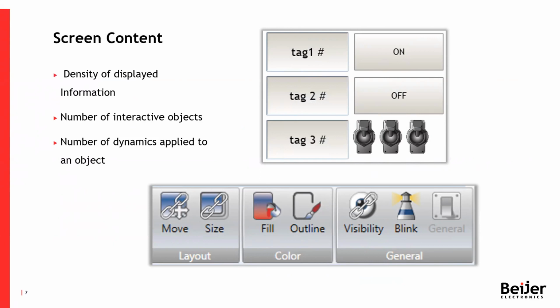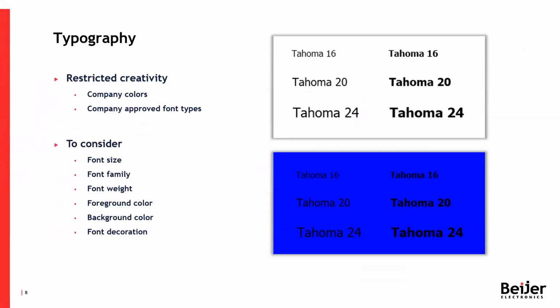Now, let's get into our typography. All right, so the typography. You can see here that we have a couple different visuals to show you the exact same text and how it can appear based off of different background colors. And we have different weights. They're all Tahoma style fonts.